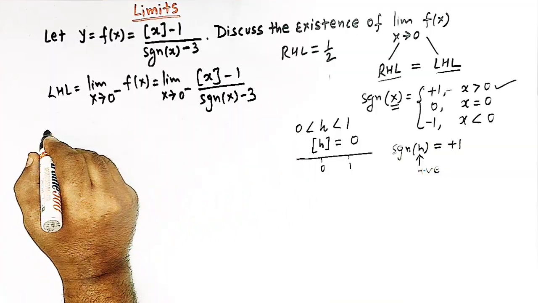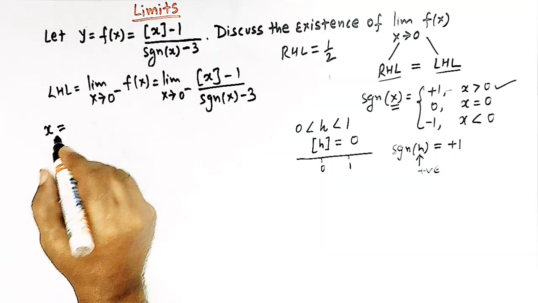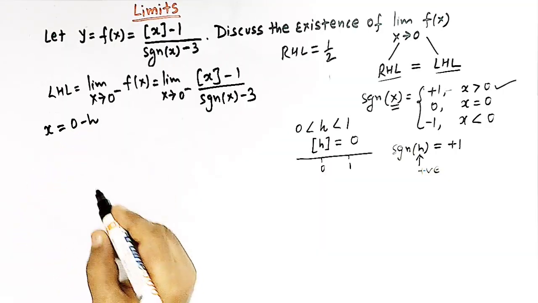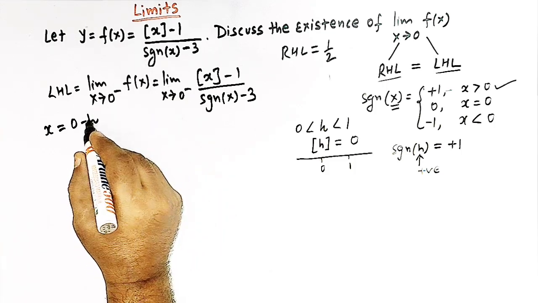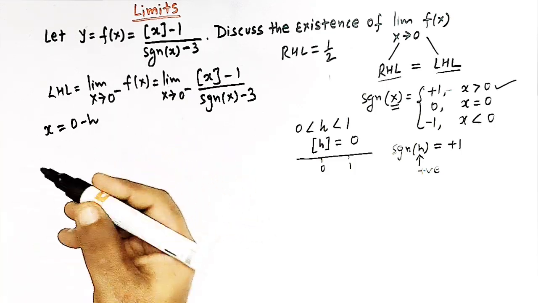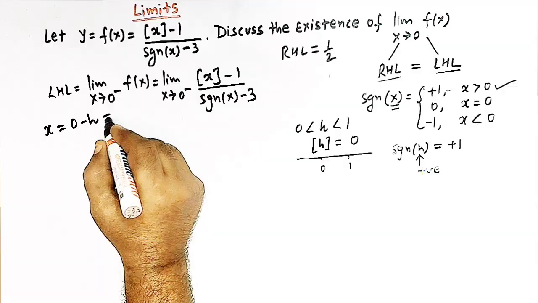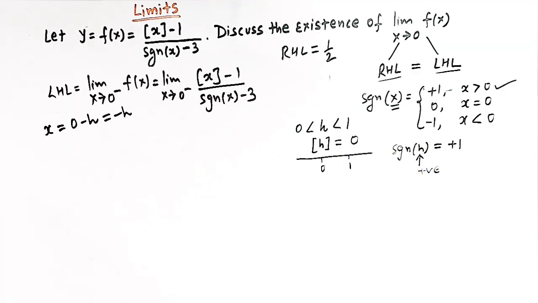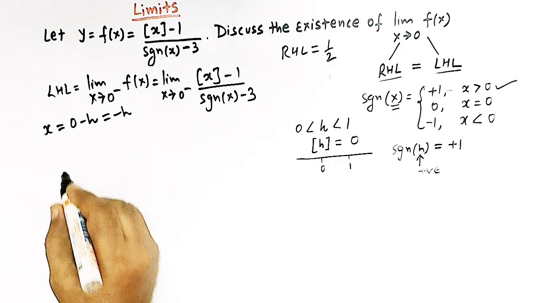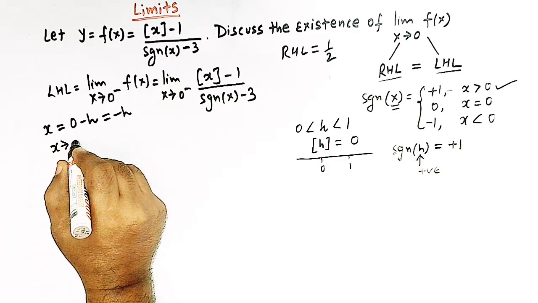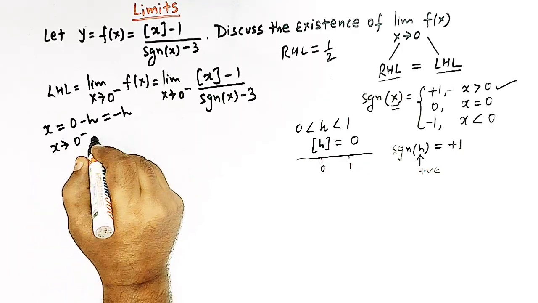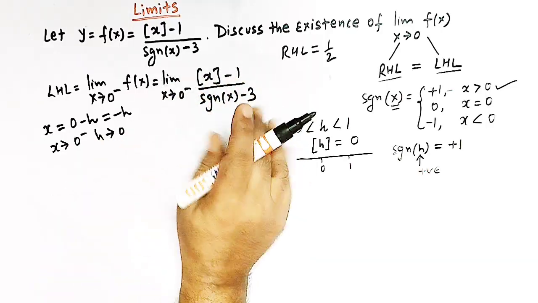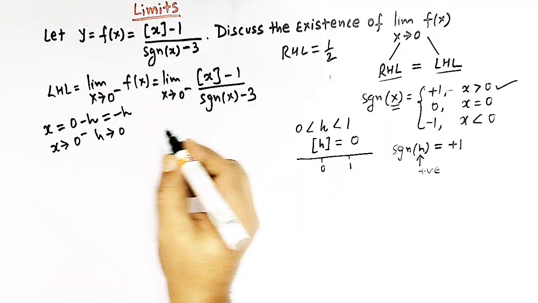So now here we can make this substitution, that is x is equal to 0 minus h, right? And again h is infinitesimally very small, but it is a positive quantity, so we can now write x is equal to 0 minus h, that is equal to minus h. So now when x tends to 0, then h also tends to 0, right? So we can now write this limit in terms of h.